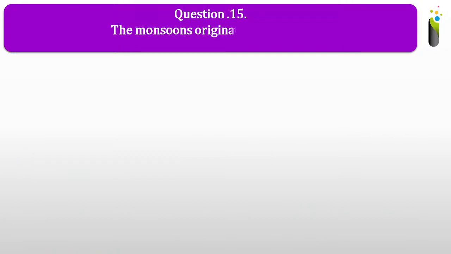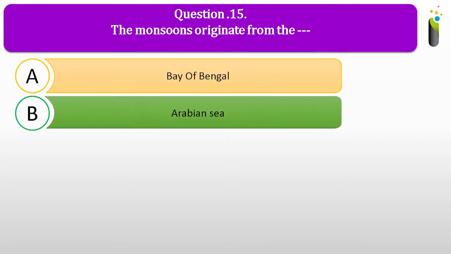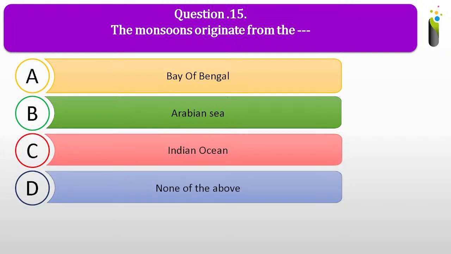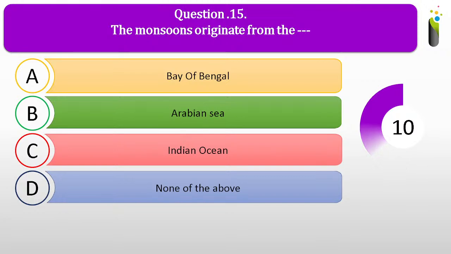Question number 15. The monsoons originate from the dash. A. Bay of Bengal. B. Arabian Sea. C. Indian Ocean. D. None of the above. And your time starts now. Students, it's a request. Please answer fast so that we can solve one more question paper while you're on the way to the exams. It should help you.